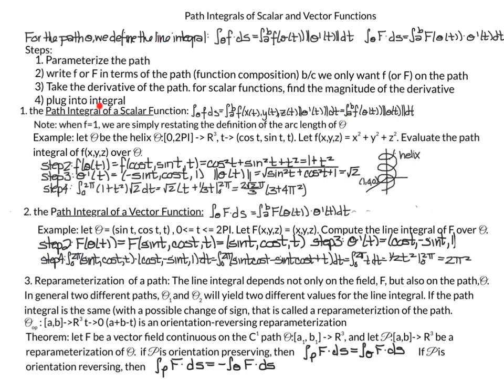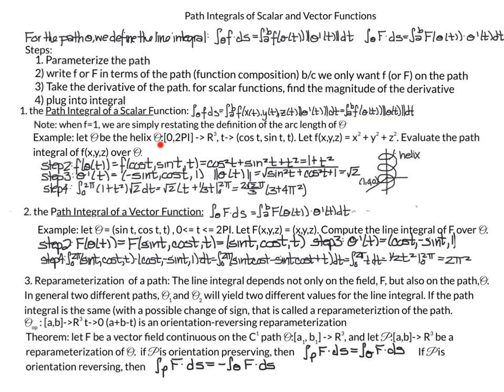But anyway, the steps for both the scalar and the vector path integrals are very similar. The first step is you parameterize your path sigma. Second, you write f, your scalar function or your vector function, in terms of the path. In other words, you use function composition. Third, you take the derivative of the path. And fourth, you plug all these components into your formula.